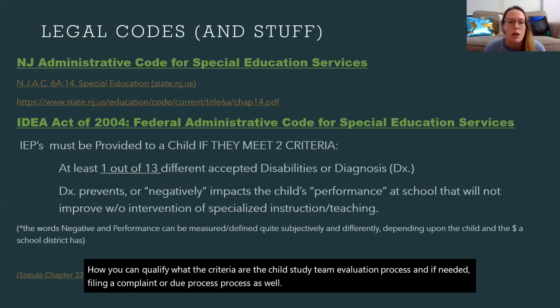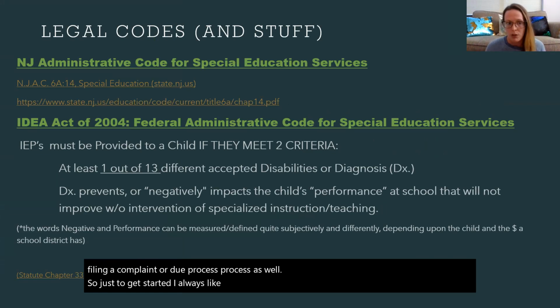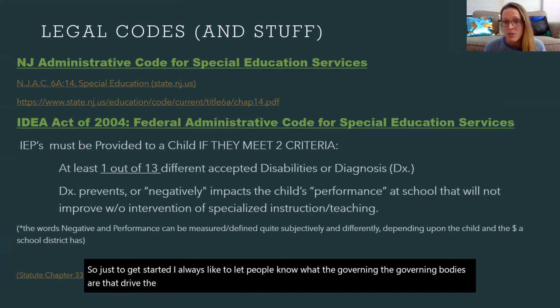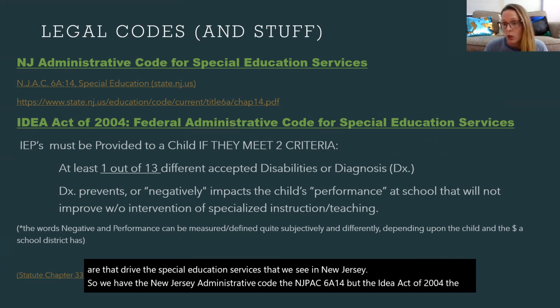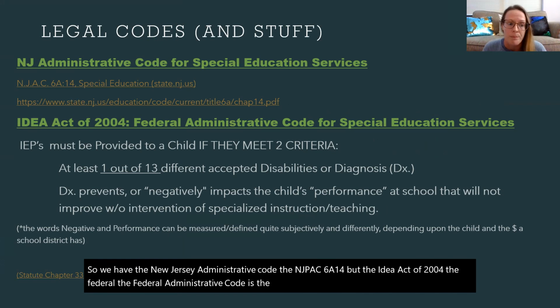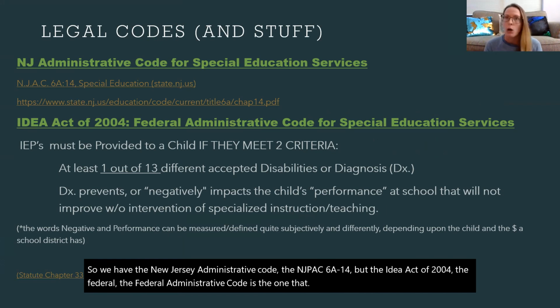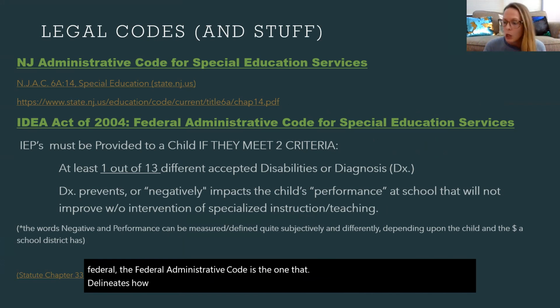So just to get started, I always like to let people know what the governing bodies are that drive the special education services that we see in New Jersey. So we have the New Jersey Administrative Code, the NJAC 6A-14. But the IDEA Act of 2004, the Federal Administrative Code, is the one that delineates how special education services will be distributed amongst kids in districts, in states.